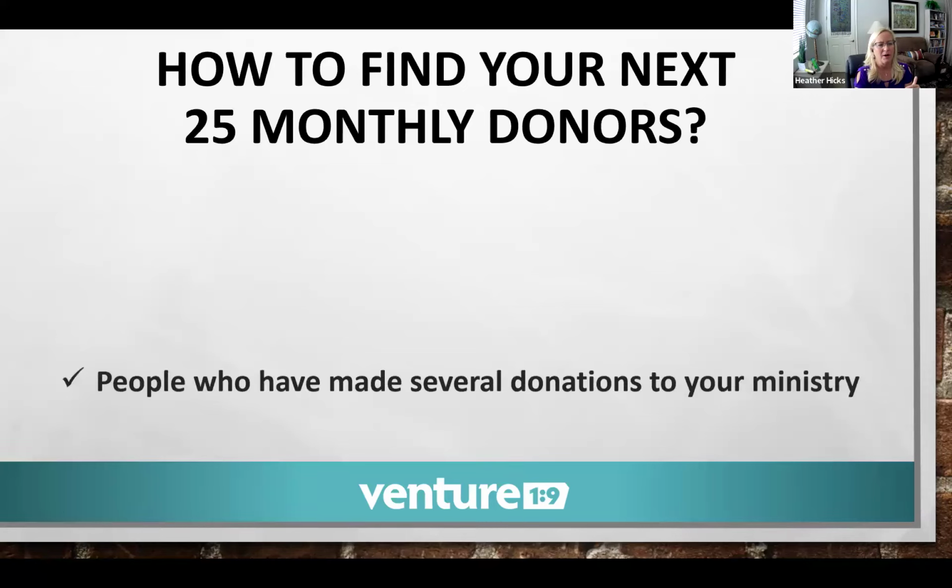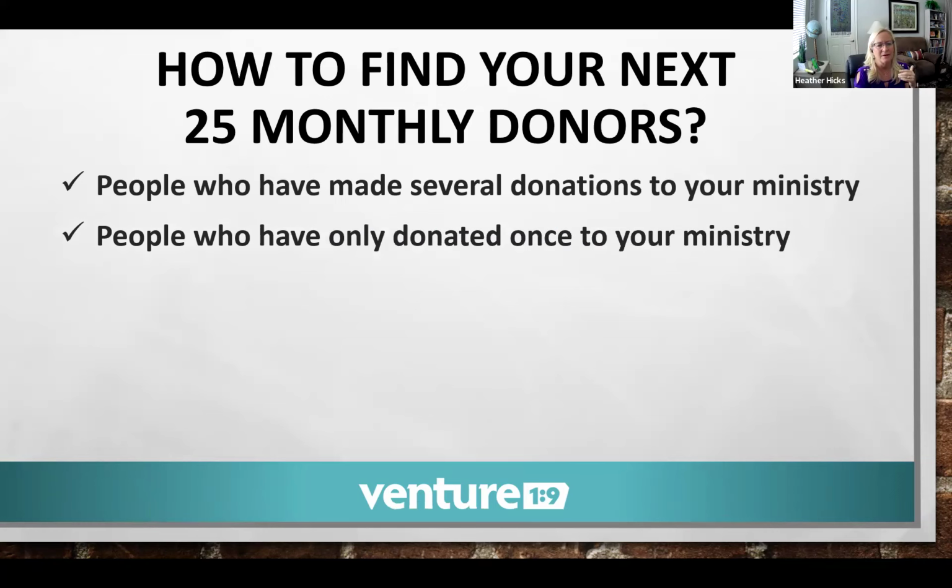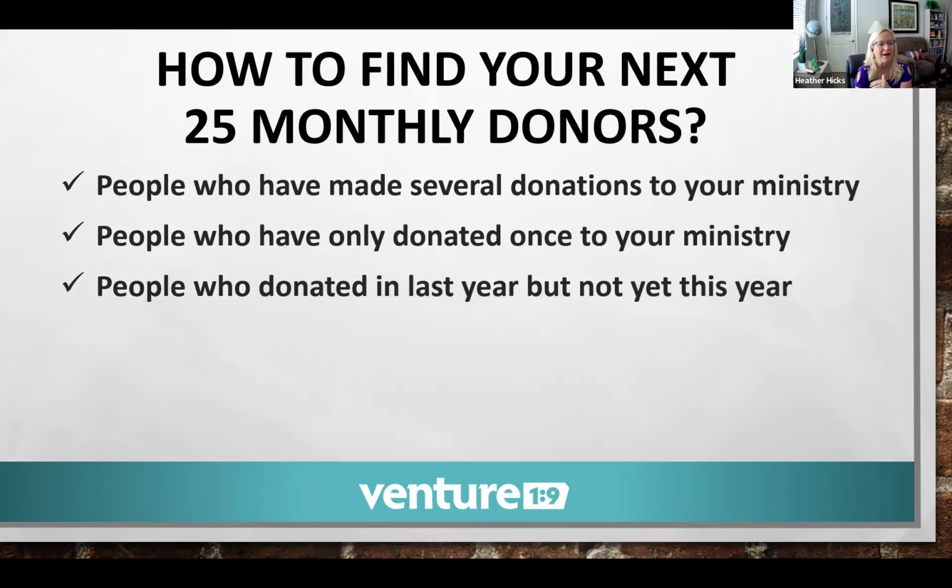And here's just a few more ideas. Go with people that have already given several donations, but they're sporadic. They haven't given regularly. Invite them to be a part of your special champion team. People who have only donated once, this is a great way to get that golden second gift. Invite them to make a small gift more regularly to make a great impact.